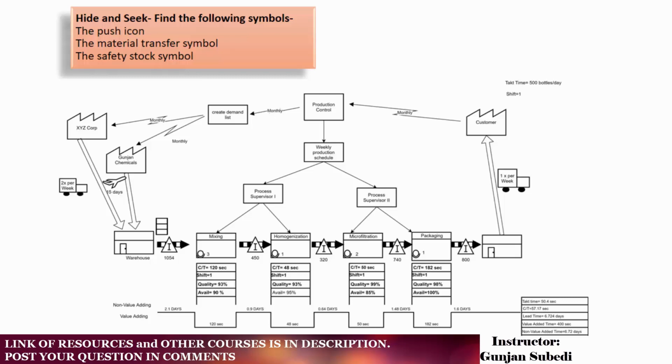Okay, let me reveal the answer. The push icon or symbol is always kept between two processes. The material transfer symbol is here. They are used to transfer the raw material or the finished products, and the safety stock symbol is located here.